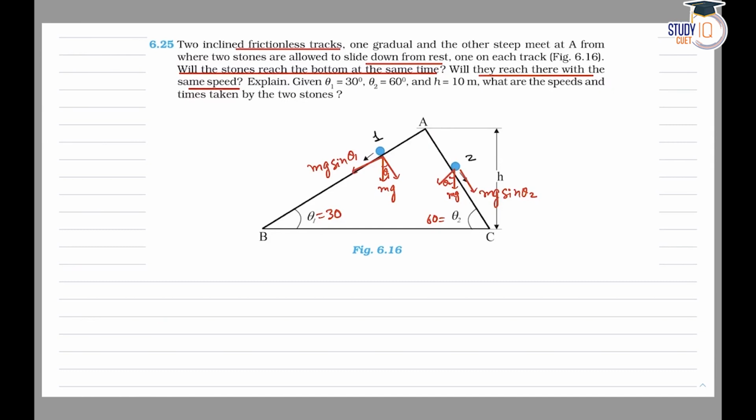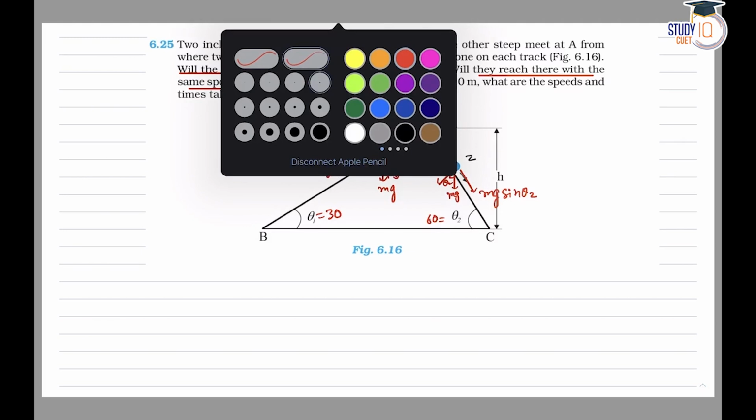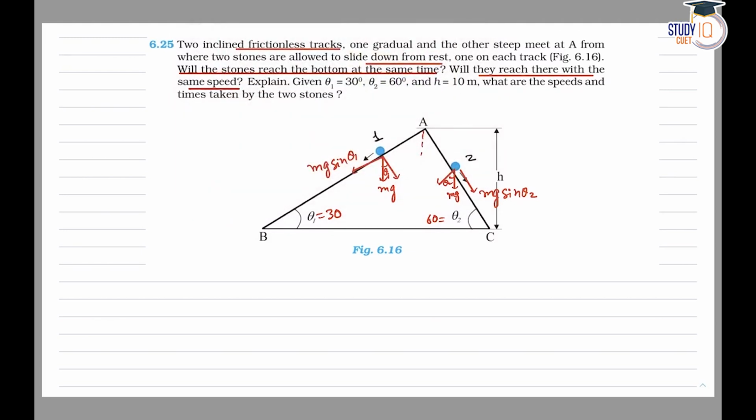So in this we have two stones, one is 1 and another is 2. Now taking the first one, let's say the first stone. The height of this slope is 10 meter. It is given that this vertical height is 10 meter. Now coming to the first stone.